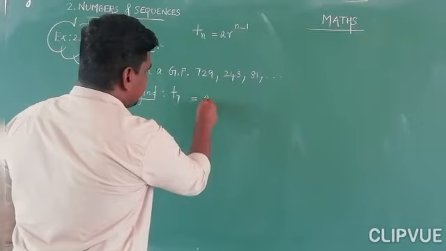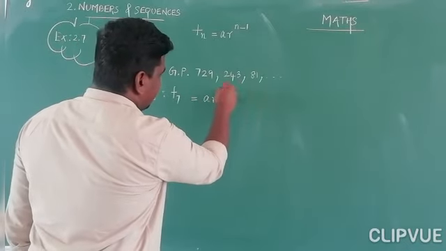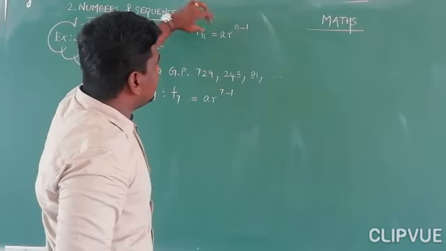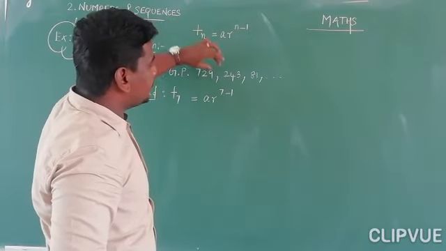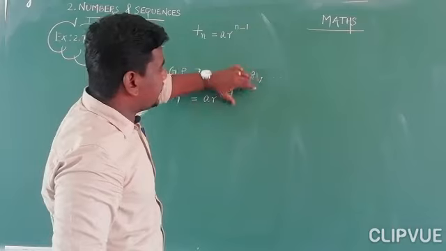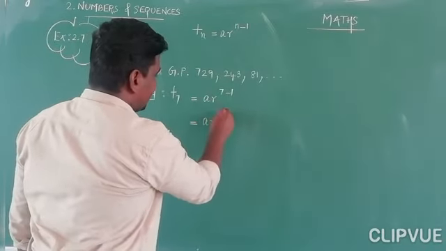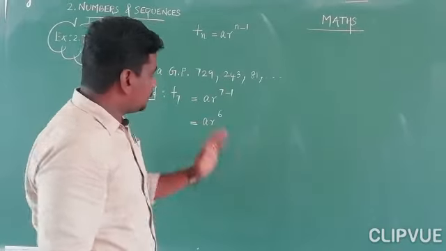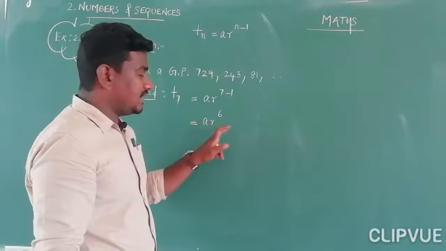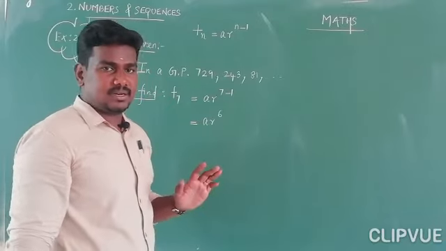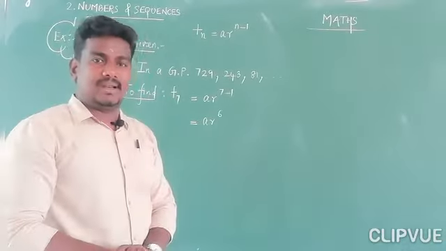T7 can be written as a r power 7 minus 1. Using this concept, a r power, instead of n I replaced 7. 7 minus 1 gives 6. So T7 can be written as a r power 6. So first we are going to find a and r. You know that a is the first term of the geometric progression and r is the common ratio.